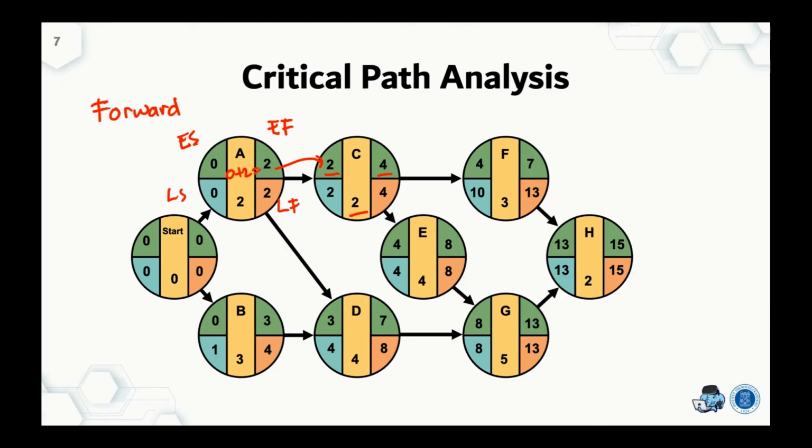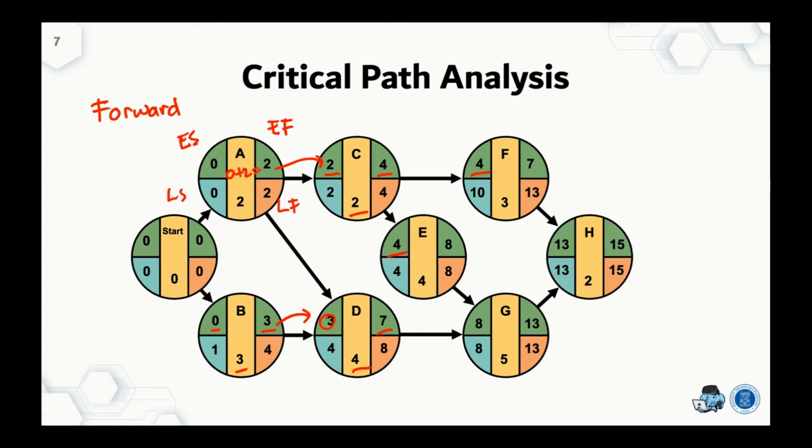Then we see that when C finishes at 4, F should start at 4, and E should also start at 4. Okay, let's do activity B. B starts from 0, plus 3. If B finishes at 3, then D should start at 3 here, and 3 plus 4 equals 7.